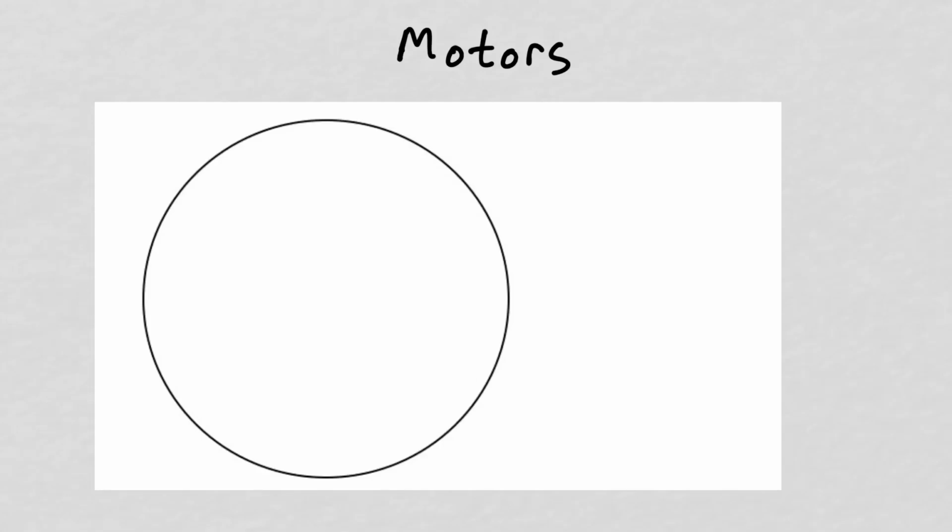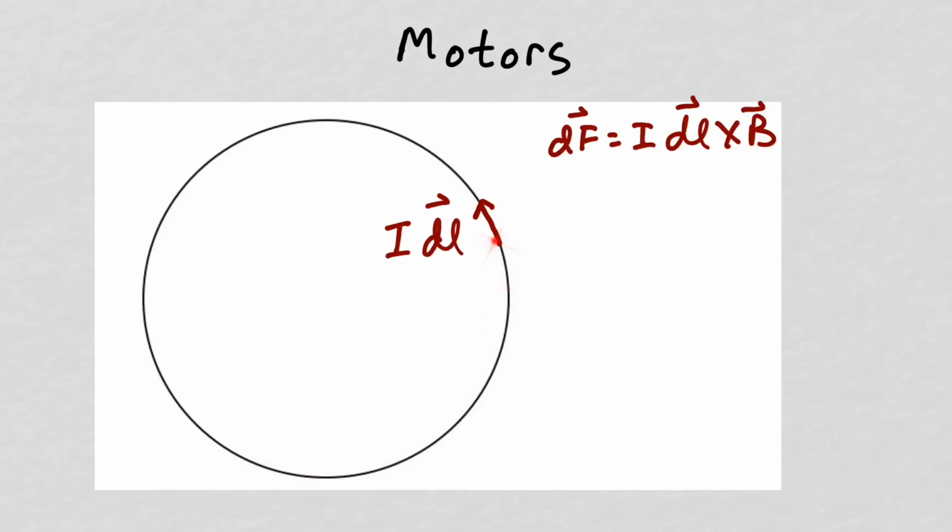To understand how motors operate, we're going to start by looking at a current loop in a uniform magnetic field. We'll see that the current loop cannot translate, but it can rotate. So we have a current I flowing around our current loop. So every current element I dl will experience a force I dl cross B.